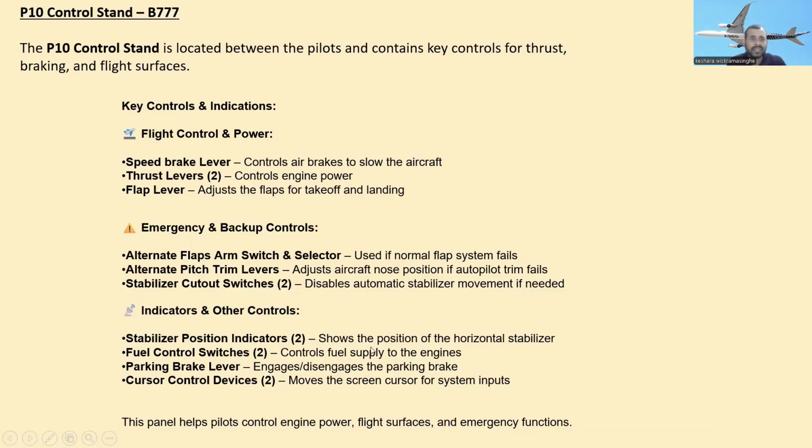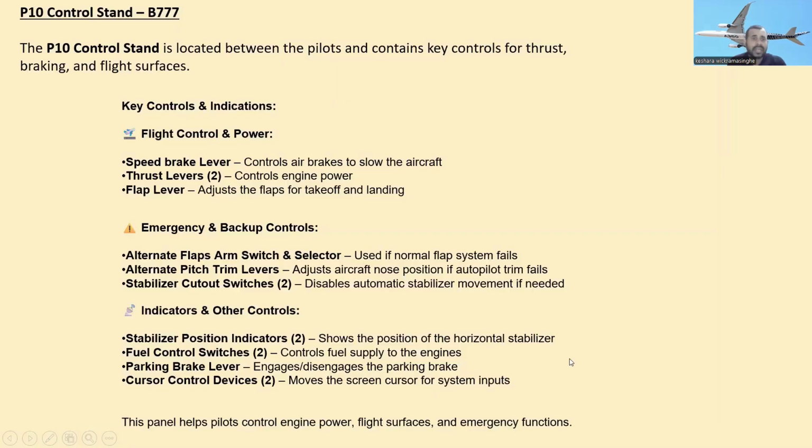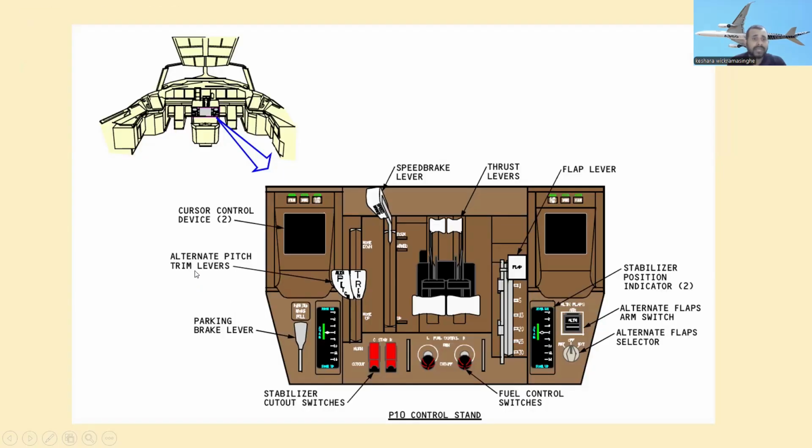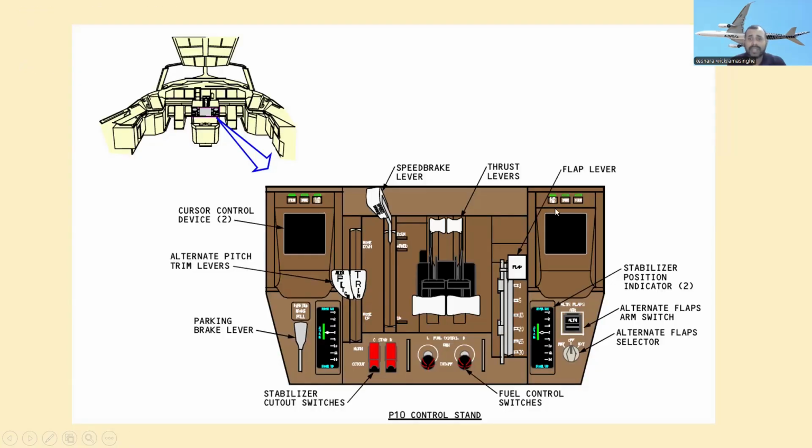Okay, let's see the alternate flap arm switch selector. Here are the alternate flap arm, alternate flap selector, and alternate pitch trim levers. Here are the alternate pitch trim levers and the stabilizer cutout switches. This is the stabilizer cutout switches.